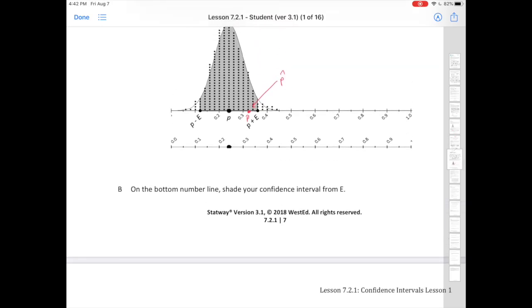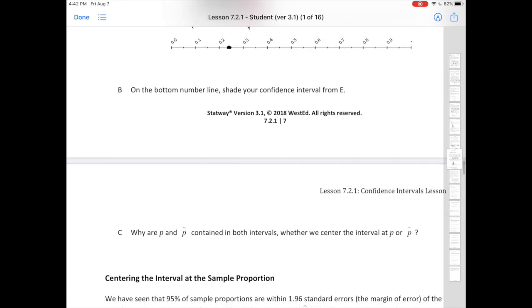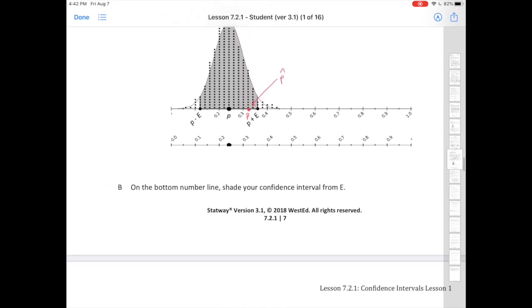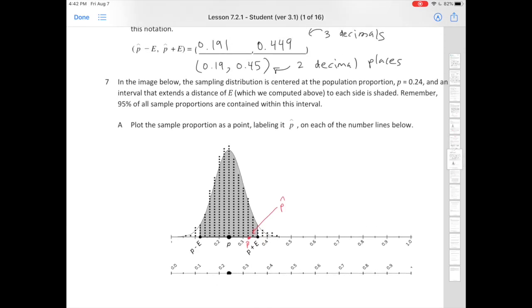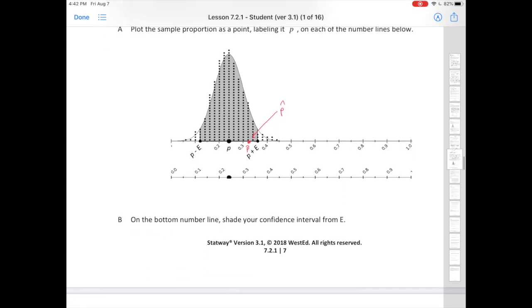Okay, so it says on the bottom number line, shade your confidence interval from E. So let's go ahead and shade that then. Remember, our confidence interval is right here. We're going from 0.19 to 0.45. So from 0.19 to 0.45. 0.19 is basically right here. And then 0.45 is about right here. So this would be the confidence interval.